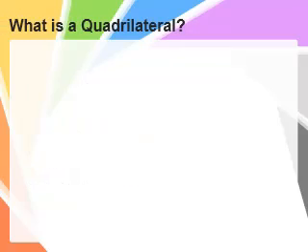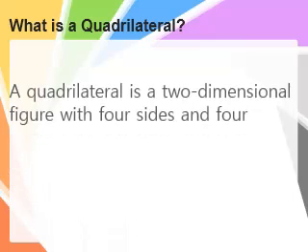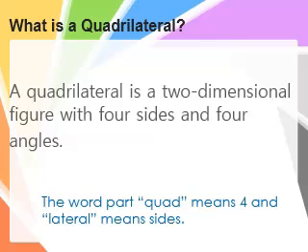So first of all, let us remember together what's the meaning of quadrilateral. A quadrilateral is a two-dimensional figure with 4 sides and 4 angles. So any shape that has 4 sides and 4 angles, we call it a quadrilateral. The word quadrilateral comes from quad, which means 4, and lateral, which means side. So instead of saying 4 sides, we say quadrilateral.